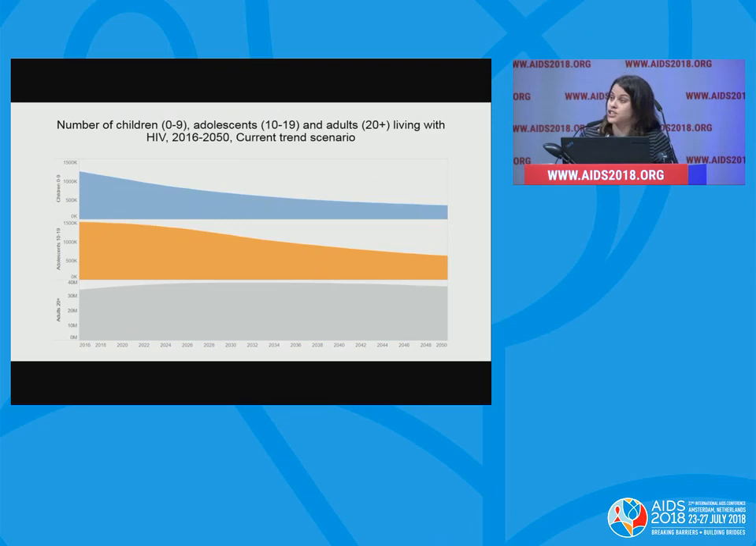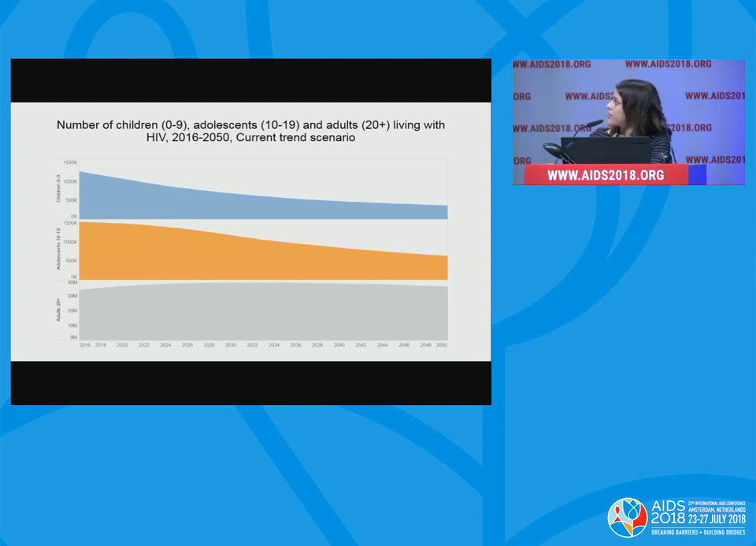Here we show the number of children, adolescents, and adults living with HIV from 2016 to 2050 in the current trends scenario. So by 2030, there will be about 680,000 children in the blue living with HIV and 1.2 million adolescents. This adds up to about 1.9 million children and adolescents under 20 living with HIV in 2030. By 2050, we see that it could decline to under 1 million for that age group.